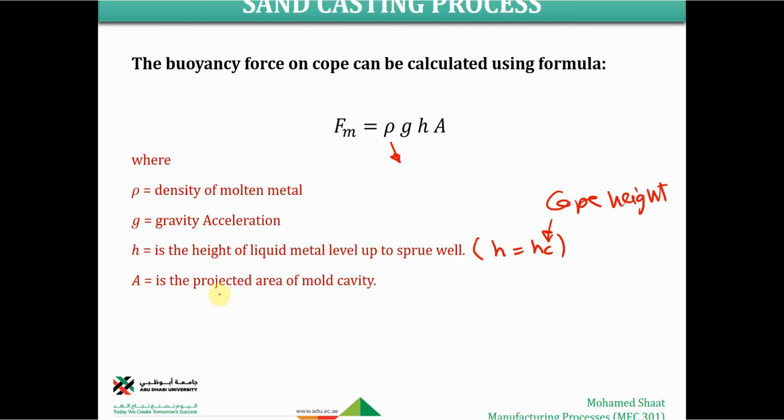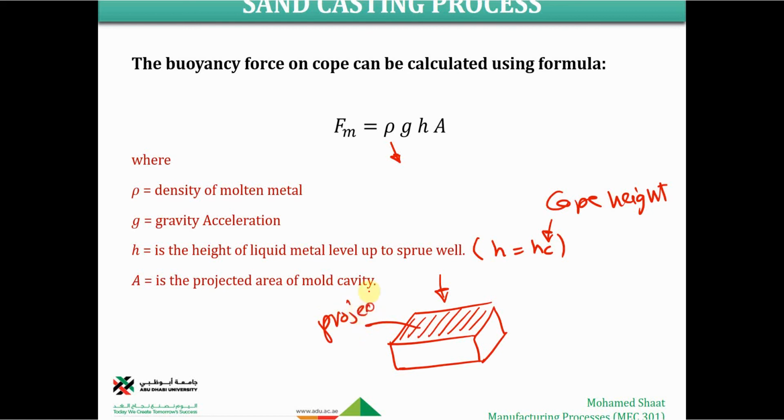A should be the projected area of the mold cavity. So what does it mean, the projected area? If the mold cavity, for example, is a rectangular shape, this is the cavity inside the sand, and it is going to be cast horizontally, it means that the projected area will be the top area. If I ask you to look at it from the top, you're going to see this area. This area will be the projected area, which we're going to use as A in this equation.